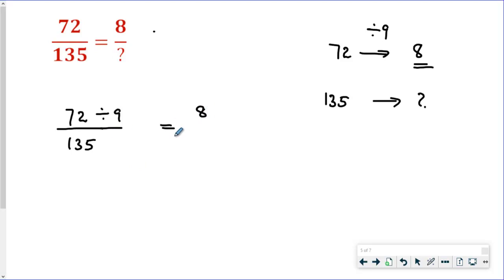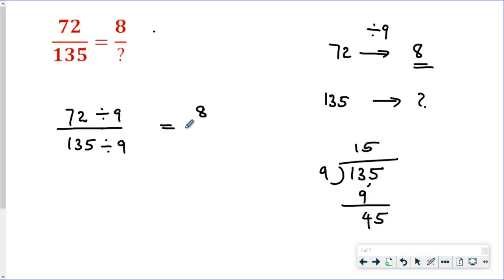For an equivalent fraction, whatever number we divide the numerator by, we have to divide the denominator by the same number. So here also you divide by 9. Find 135 divided by 9. First take 13: 1 9 is 9, remaining 13 minus 9 is 4. Then 45, 9 5s are 45. So our denominator value is 15. Here the answer is 15.